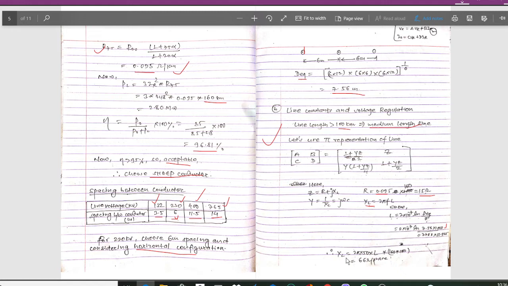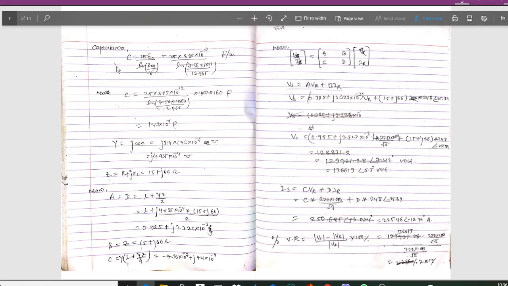To calculate xl, we have just now calculated the value of L, and if you substitute the value of L here, you get xl as 2 pi fl, into 160 kilometers, so 160 into 1000 meters. The value of xl will be 66 ohm per phase.